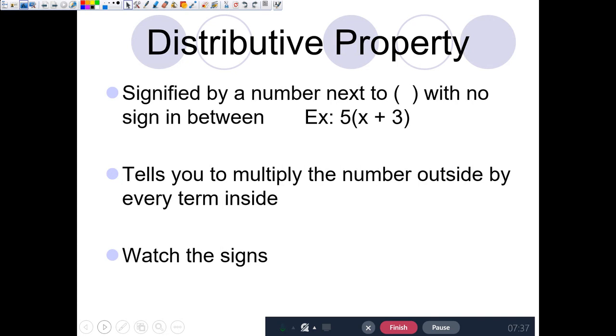Okay? So if you multiply two negatives, you get a positive. If you multiply a negative and a positive, you get a negative. Okay? A minus sign is a negative sign. It's the same thing. If this was x minus 3, this would be a negative 3. So minus signs and negatives are the same thing, okay?